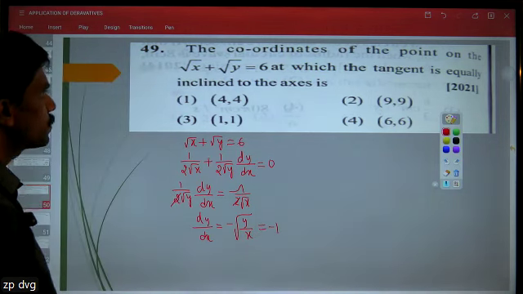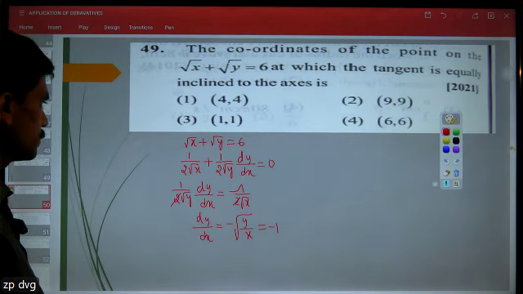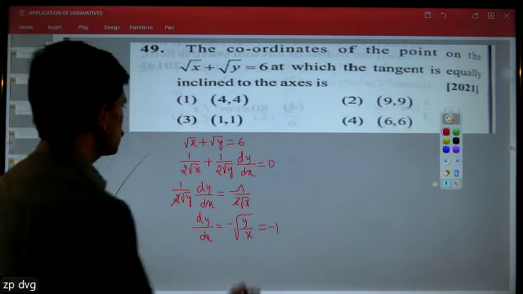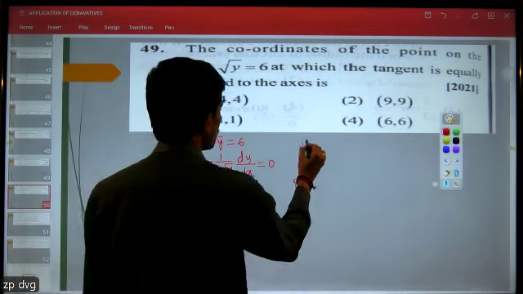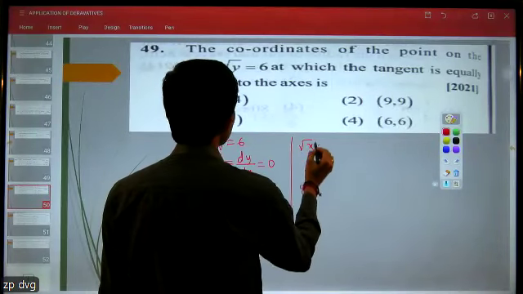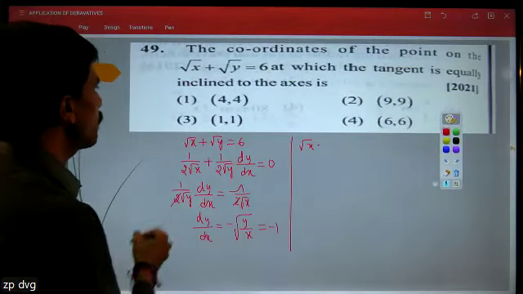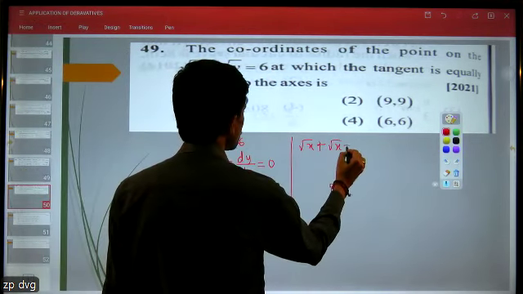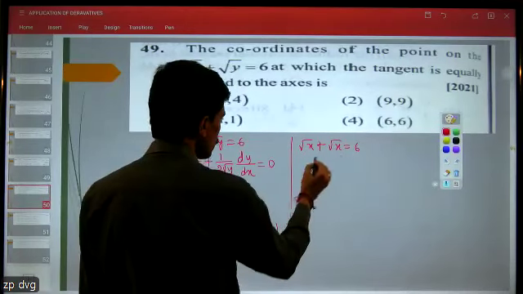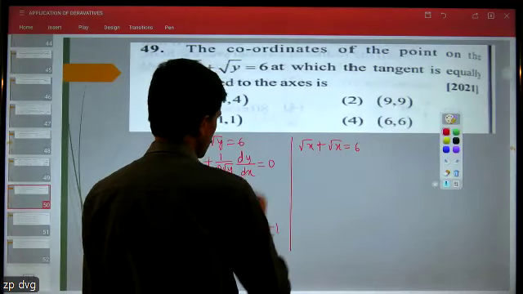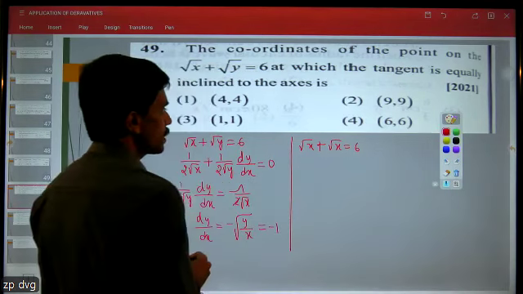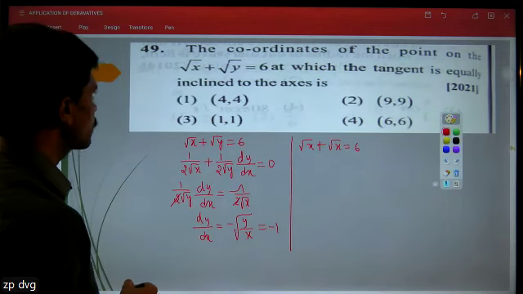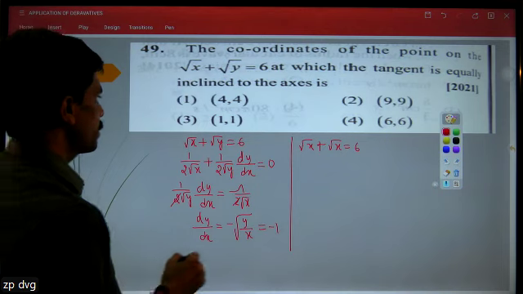Okay. So root x plus root y equal to 6 is given. X equal to y we have to take. Then we get root x equal to root y. Because they gave that the tangent is equally inclined to the axis, x equal to y means root x plus root x equal to 6 we get. Then here we get 2 root x equal to 6, then root x equal to 3. So root x equal to 3 means root y is also equal to 3. Then x equal to 9, y equal to 9.